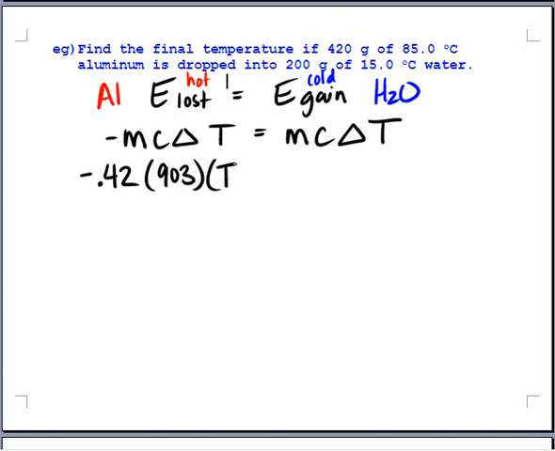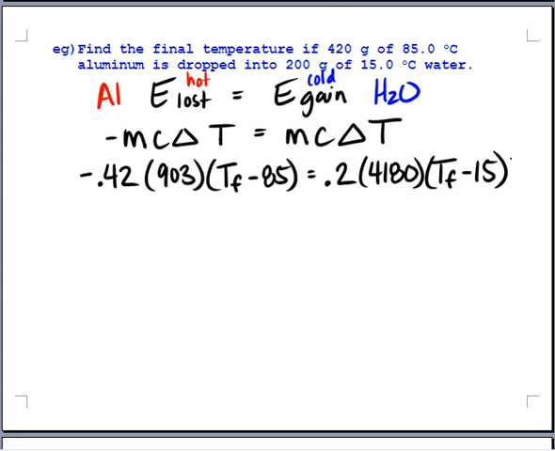ΔT is final temperature, which we don't know, minus the initial temperature, which I do know. I was given that for the aluminum. It started at 85. Equals, now over on that other side, we've got the water information. 200 grams, 0.2, times specific heat 4180, multiplied by ΔT, which is final temperature. I don't know what that is, but I do know what it started at. That was 15.